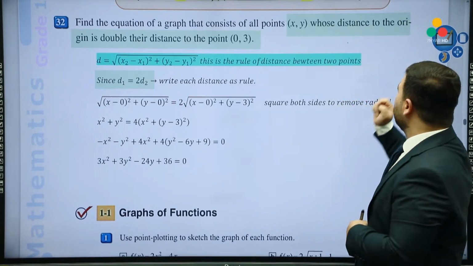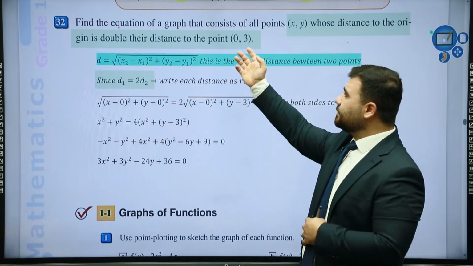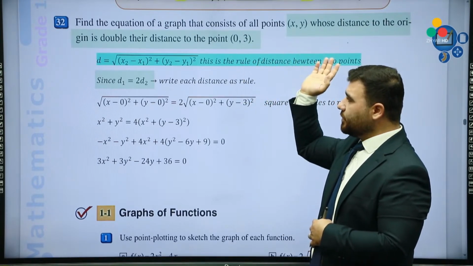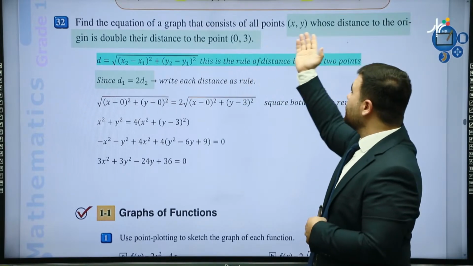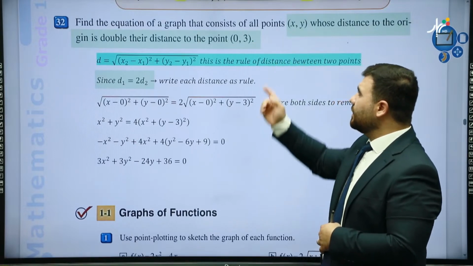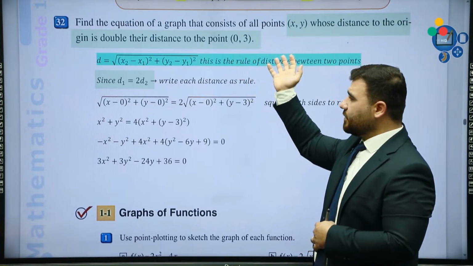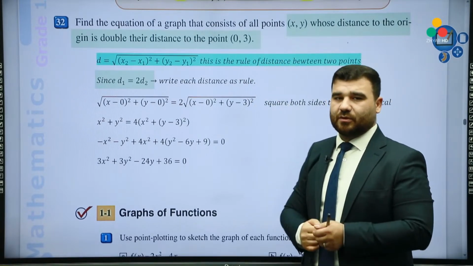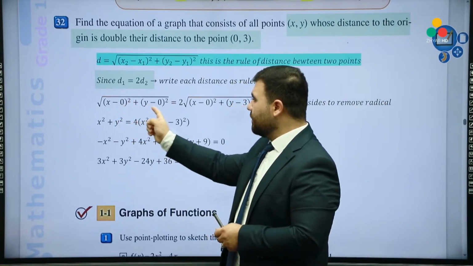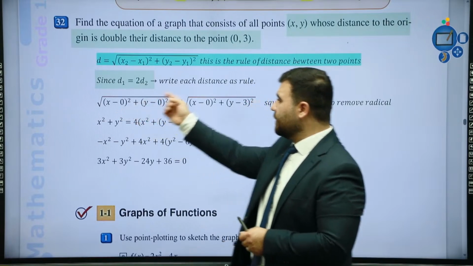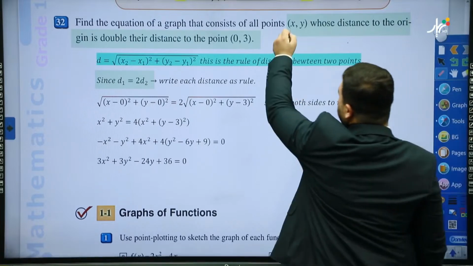Then we have a clue that the distance is double, meaning the distance from the point we want to find to the origin, which is 0, 0, is double the distance from x, y to 0, 3. Then let's write the points x, y, 0, 3 and 0, 0 into the distance rule. Then what we have is x minus 0 squared plus y minus 0 squared, this is the distance between this point and the point 0, 0.